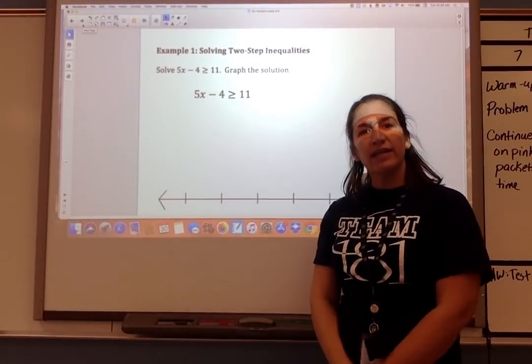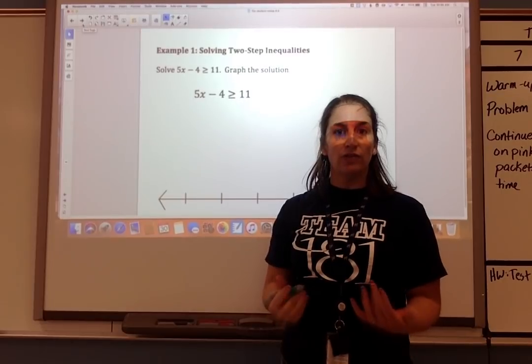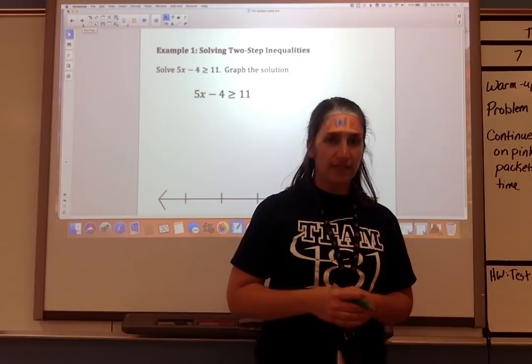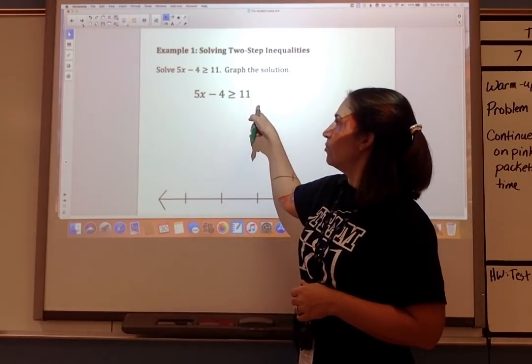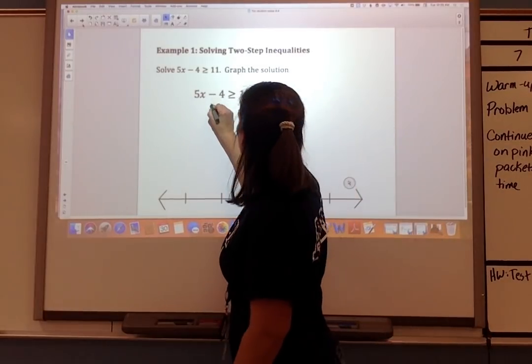We have 5x minus 4 is greater than or equal to 11. Now just like solving two-step equations, our goal is to get the x by itself on one side of the inequality. So that means we're going to start by moving our constant term over to the right, and we're going to do that by adding 4 to both sides.